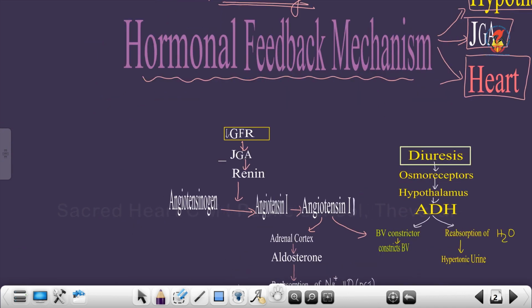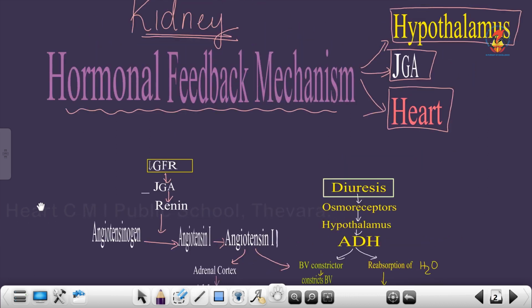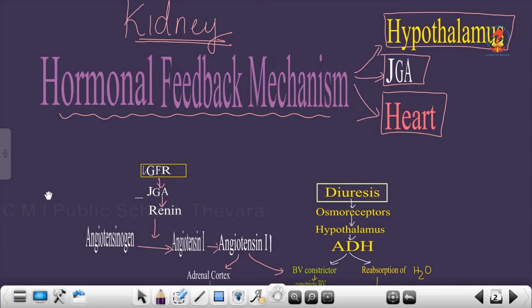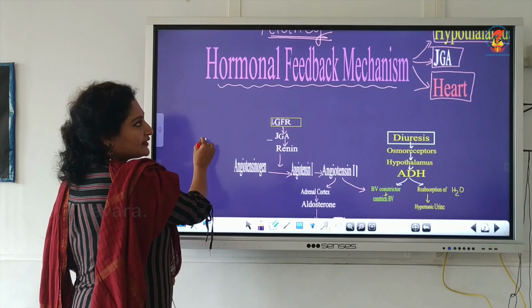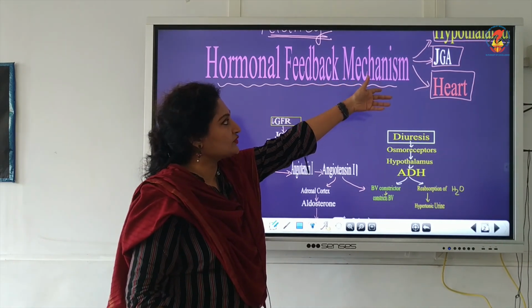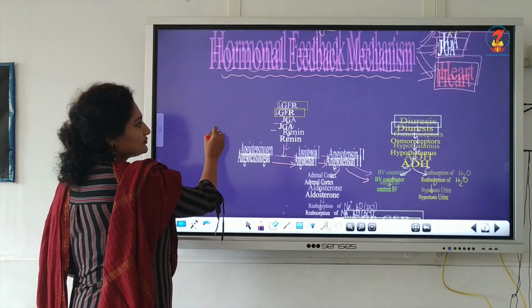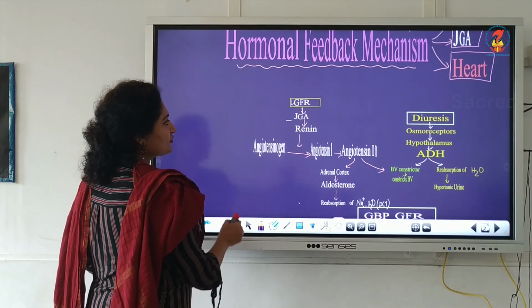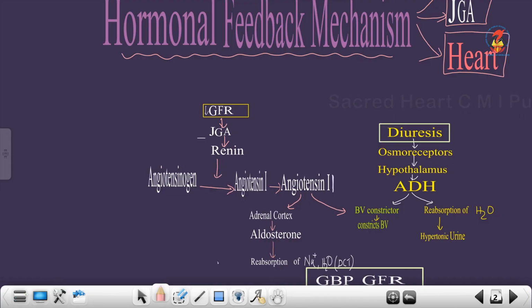So, now you are familiar with JGA. Now, to start off, I have given yellow color for hypothalamus, white color for JGA, and pinkish red color for heart. So, accordingly the flow chart of how it is regulating kidney function is given with the same colors. Now, we are going to start off with a condition where the glomerular filtration rate is very low, which means the BP is very low. The blood pressure is very low.